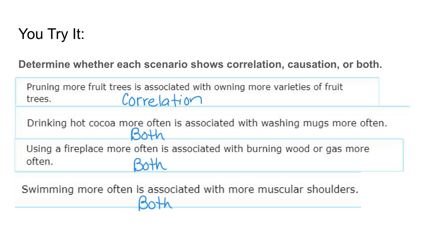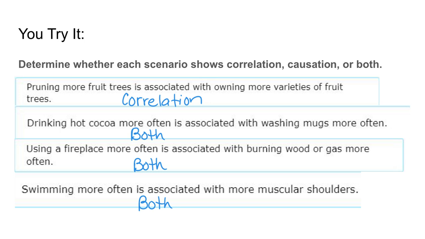Okay, so when you looked at those, hopefully you got correlation only for the first one, and then the last three were both. And here's why. With the first one, pruning more fruit trees does not cause you to own more varieties of fruit trees. You could prune 400 peach trees, and that doesn't mean you're suddenly going to own apple trees, right? There's no causation in that. So that's correlation only. The second one, drinking hot cocoa is associated with washing mugs more often. Well, there is causation there, because the more often you drink hot cocoa, the more often you're going to have to wash a mug, because you're drinking hot cocoa from a mug.